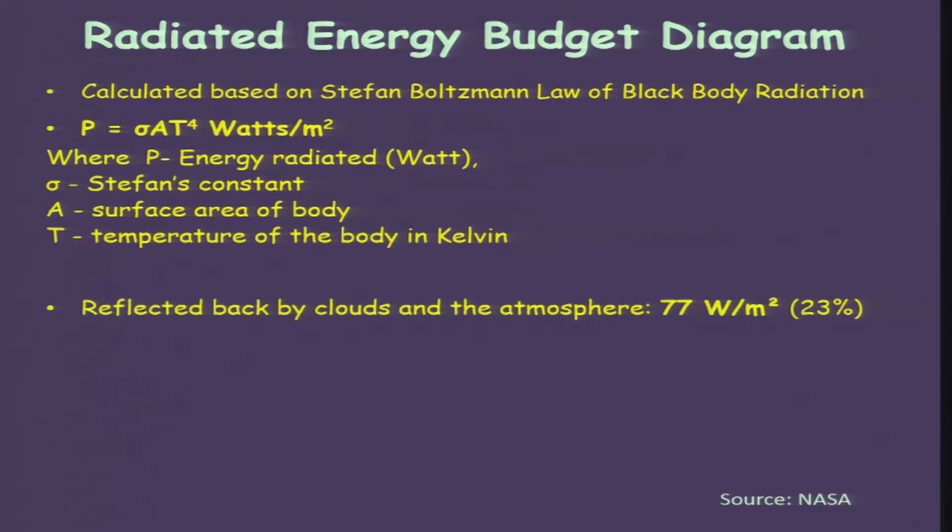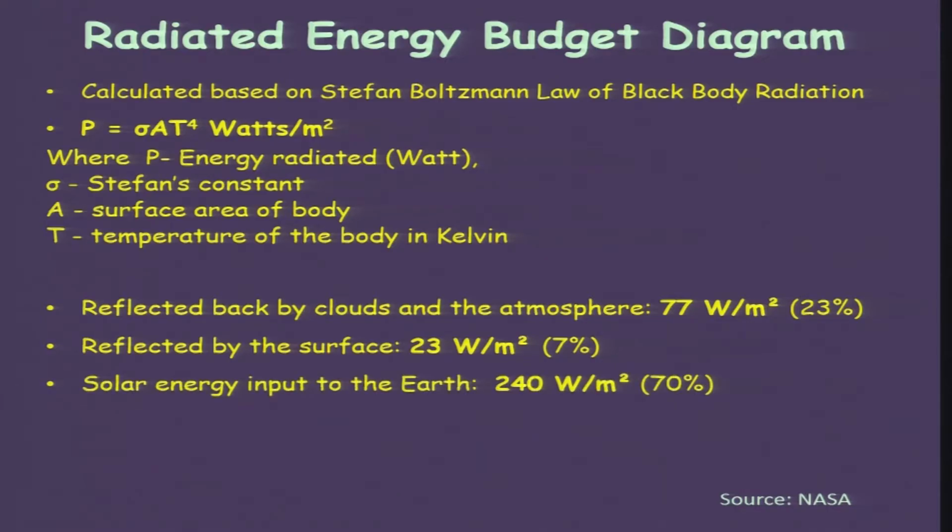So if you take it in terms of percentage, the energy reflected back by clouds and the atmosphere is about 77 watt per meter square. It is around 23%. Then about 7% is reflected by the surface. Around 70% is solar energy input to this Earth. Absorbed by the atmosphere is around 23%.